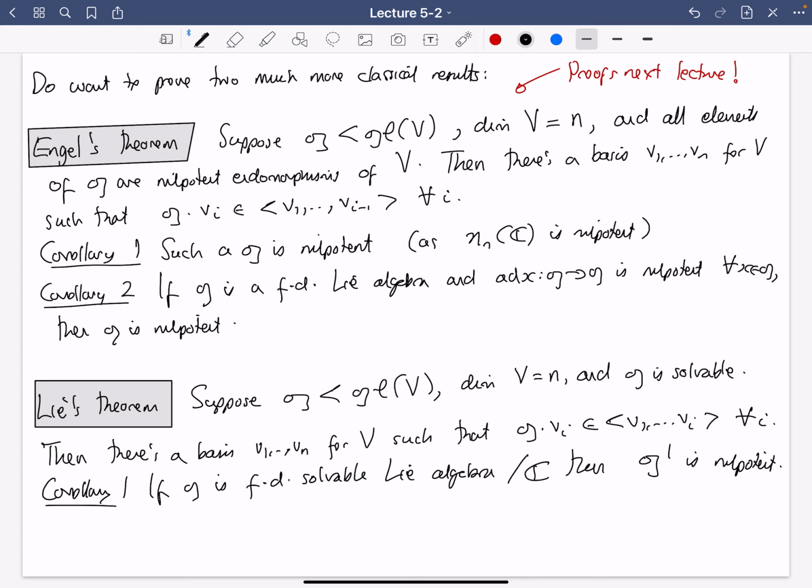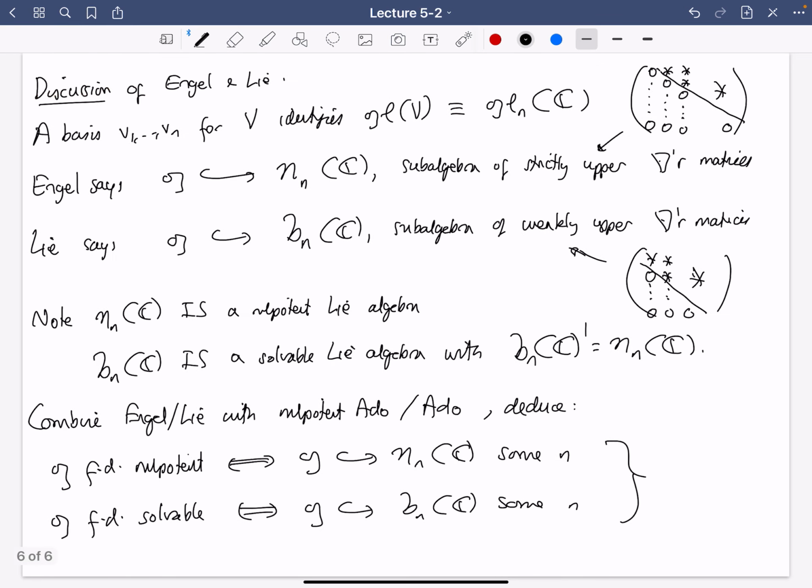I guess this needs Ado's theorem as well to embed it into some gl(V) in the first place. That's my observation that the derived subalgebra of this B_n is N_n. And so if our g is embedded into B_n, its derived algebra is embedded into this nilpotent Lie algebra, N_n(C).